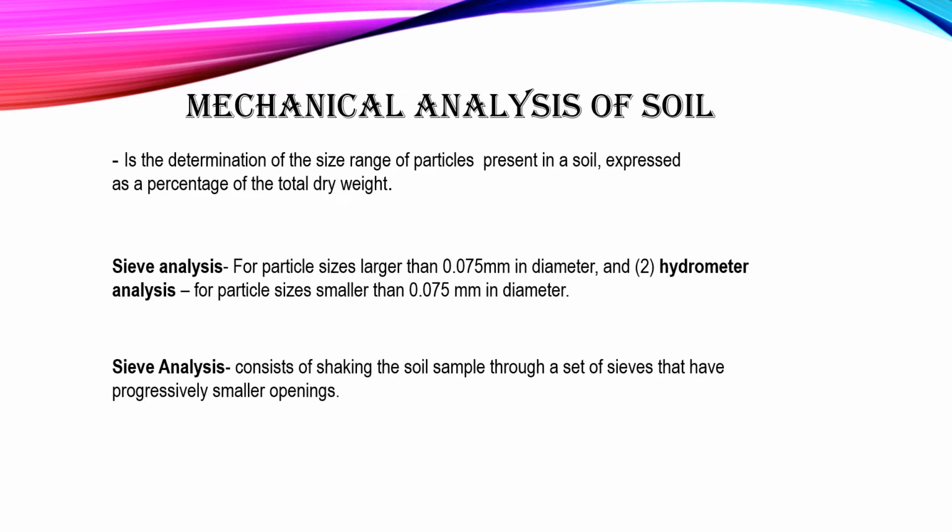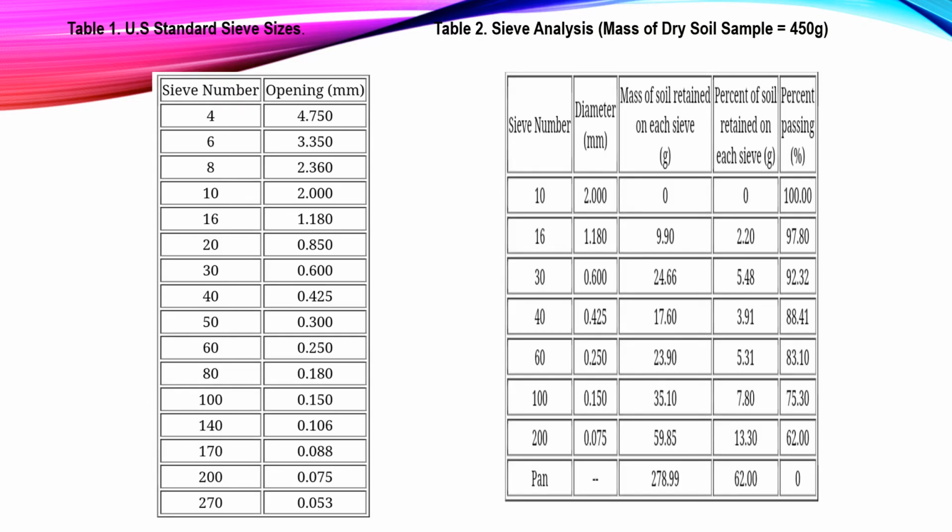Sieve analysis consists of shaking the soil sample through a set of sieves that have progressively smaller openings. Table 1 lists the US standard sieve numbers and the sizes of openings. First, the soil is oven dried and then all lumps are broken into small particles before they are passed through the sieves. Figure 1 shows a set of sieves in a sieve shaker used for conducting the test in the laboratory. After the completion of the shaking period, the mass of soil retained on each sieve is determined.